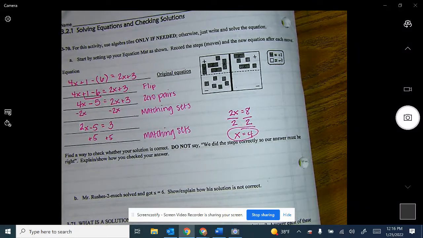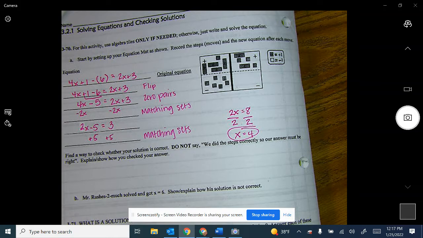All right, now this next part asks me to check whether my solution is correct or not. We can't just say, well, I did the steps the way I was supposed to do it, so it has to be correct. Instead, we have to do some substitution to double check that our answer is correct. And if you guys remember, we've done this a little bit already with solving equations back before break.